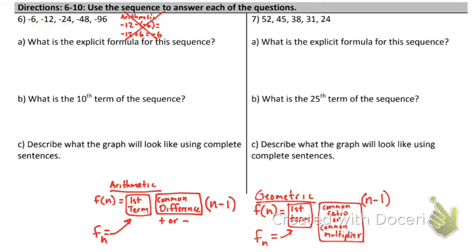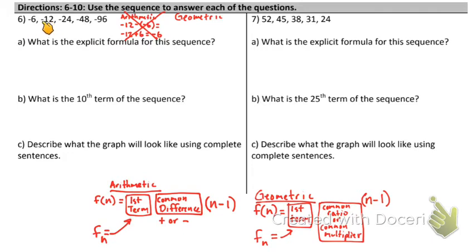So we're going to check if it's geometric. So how do I check if it's geometric? Remember, geometric is a common multiplier. To check if it's geometric, we kind of do the same idea. We're going to take two consecutive terms. So two terms in order. It doesn't matter which two, but I'm going to do the first two.